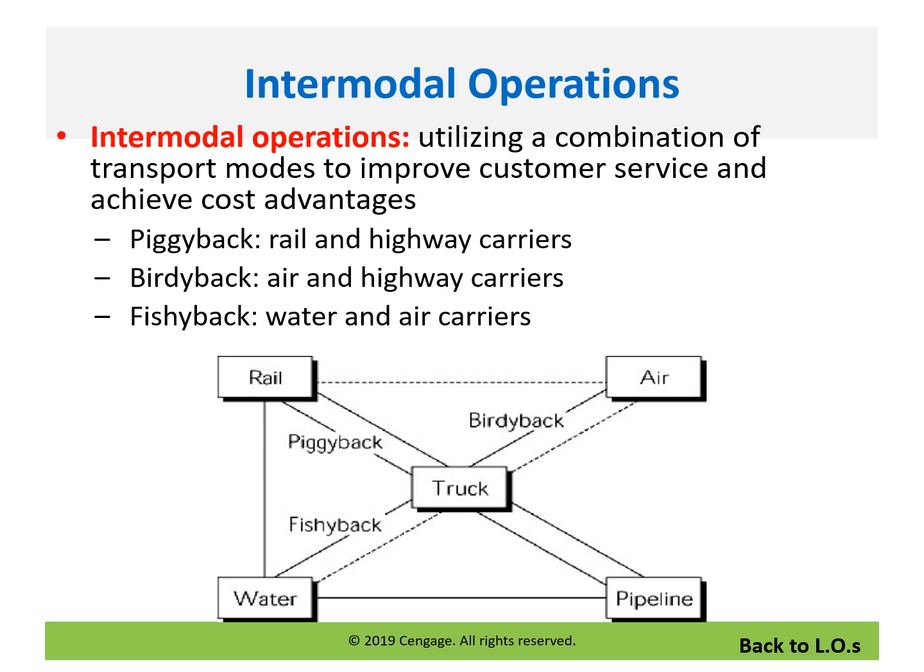We have intermodal operations, which means utilizing a combination of transport modes to improve customer service and achieve cost advantages. First, we have piggyback. These are land-to-land intermodal operations, such as railroads, then to highway carriers. Next, we have birdie back. Birds fly, so air transport, then received by highway carriers. Then we have fishy back. Remember, fish swim, so transport by water via boats or ships, then received by air carriers or motor carriers.